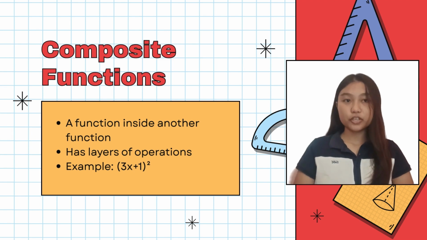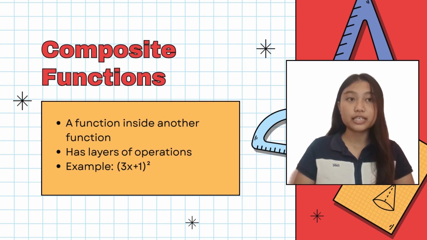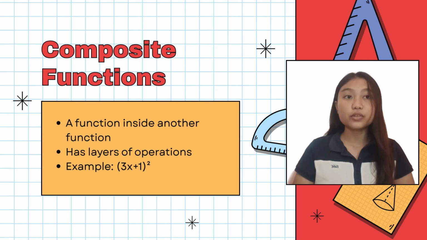What is a composite function? A composite function is formed when one function is placed inside another function. In the example (3x + 1) squared, the expression inside the parentheses is evaluated first, and then the result is squared. Because the function has layers, we must take the derivative in layers as well.